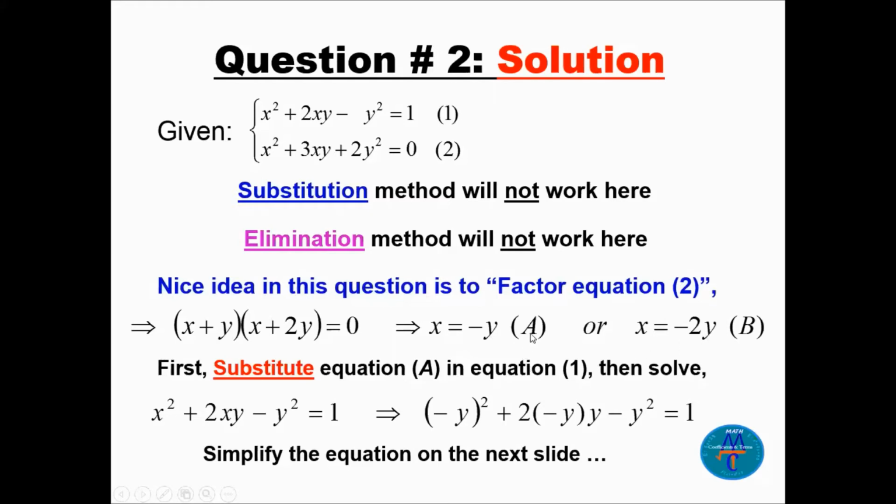Now we can substitute. I will call this equation A and this equation B. So x will be minus y. So minus y in equation 1. See, minus y squared. And then 2, xy. 2 is minus y. Y minus y squared equals 1. See, this is all in equation 1. Simplify it on the next slide and see what you will get.